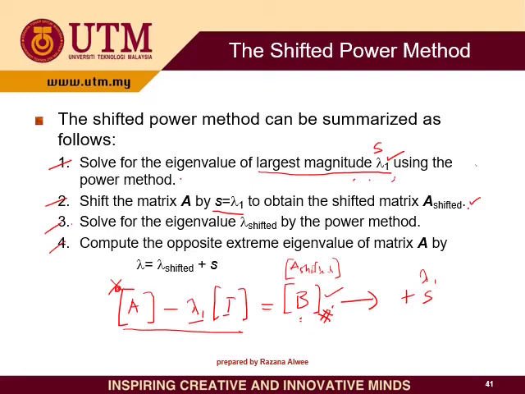So we have 4 steps: step 1, 2, step 3, step 4. Step 1 depends on the question. Sometimes you need to solve this first using the power method in order to find the largest magnitude, the lambda 1, or it will be given to you by the question. Then you must use number 2 here to find the shifted matrix. Solve it the same way that you solve for the power method, and then you must add back again your S, the lambda 1 that you have found before.